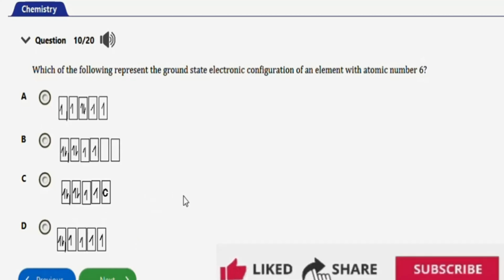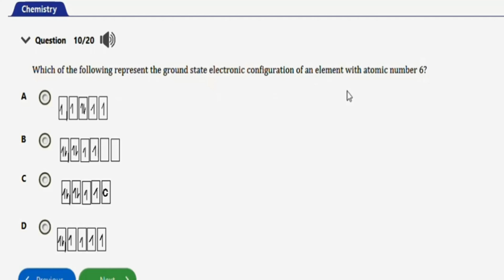This question says, which of the following represents the ground state electron configuration of an element with atomic number 6? So this is carbon, which has atomic number 6. If I'm representing this in orbitals, the right option will be option C. Yeah, option C will be the right option to this question. Very important, guys, in case it gets repeated.